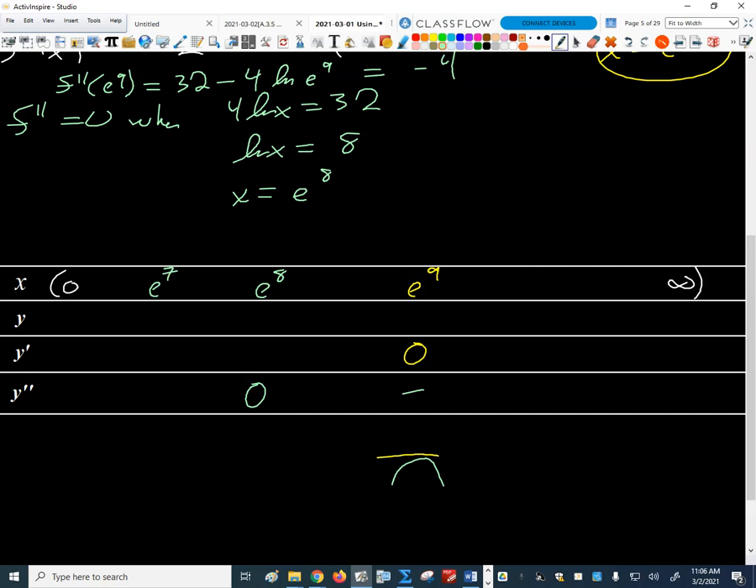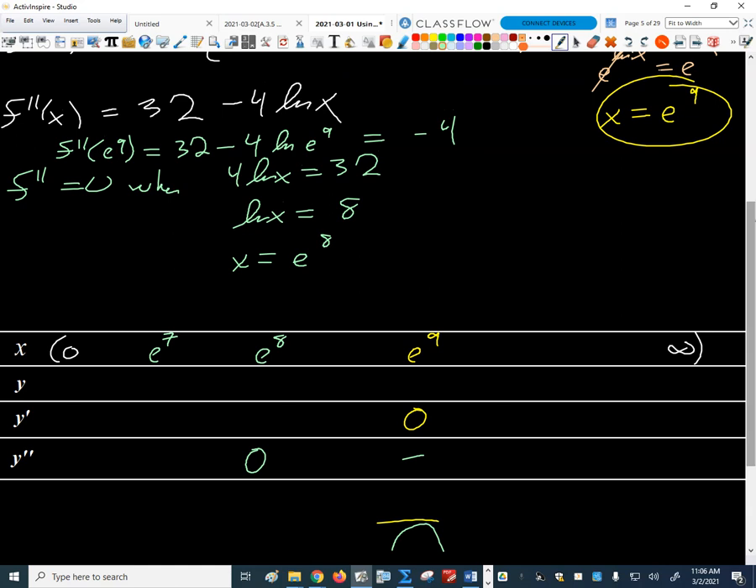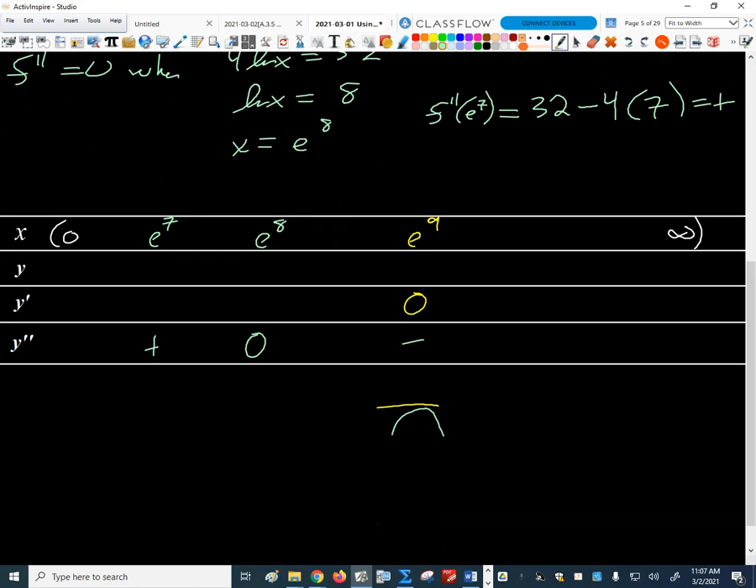And so if I evaluate the second derivative, here's my second derivative. If I evaluate that at e to the 7th, I'm going to get 32 minus 4 times the natural log of e to the 7th, which is 7. So I get a positive result, don't I? Okay, so then we know that this is an inflection point. That's a place where we're shifting concavities.